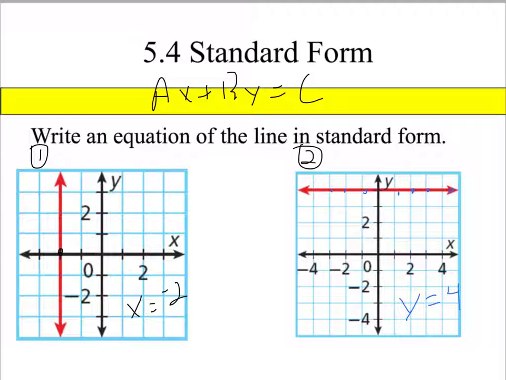Question to you, is it in standard form? You betcha. Why is that in standard form? Because a is 0. It's like saying 0x plus 1y equals 4. It's the exact same thing. We just don't need to put the 0x. Okay?